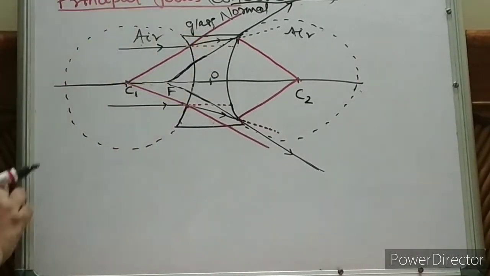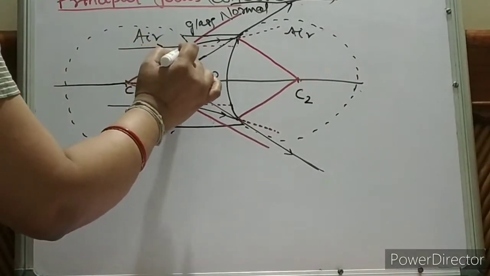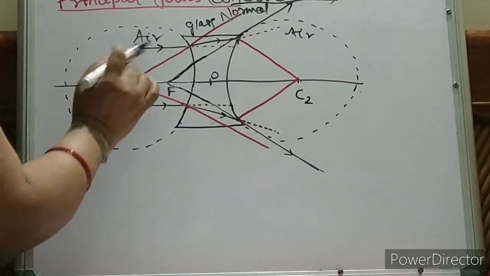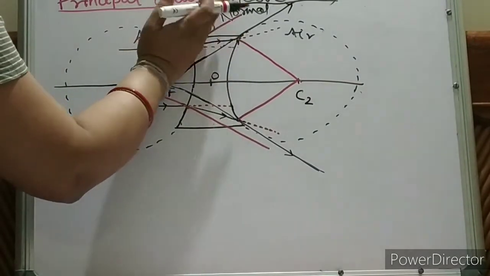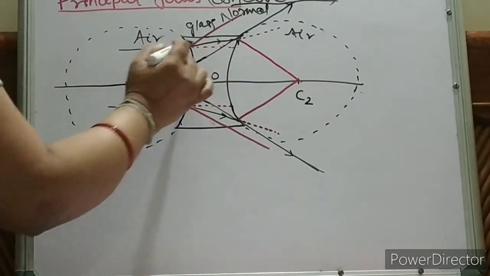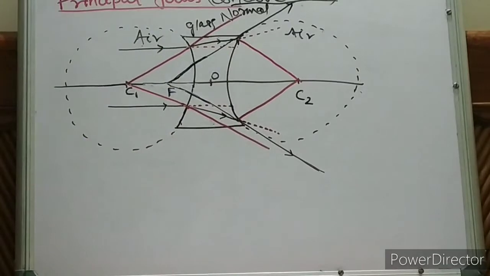Now what will happen? Rarer to denser, so it will bend towards the normal. If there is no other medium, the ray would have passed like this. Since it is going from rarer to denser, the ray is bending towards the normal, as you can see. This is the bending towards the normal and this is your undeviated ray. Clear?